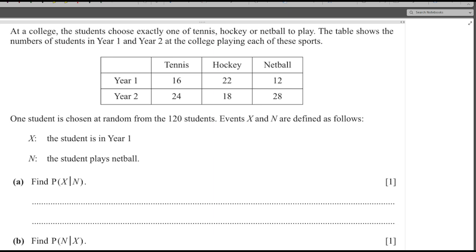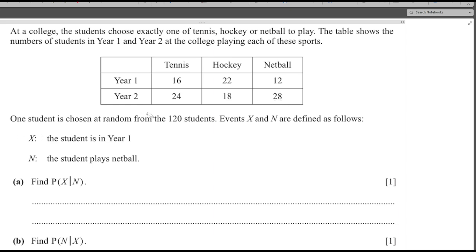Here the first question is, at a college, the students choose exactly one of tennis, hockey or netball to play. The table shows the number of students in year 1 and year 2 at the college playing each of these sports. So here you can see the table. In year 1, 16 play tennis, 22 play hockey and 12 play netball. For year 2, 24 play tennis, 18 play hockey and 28 play netball.